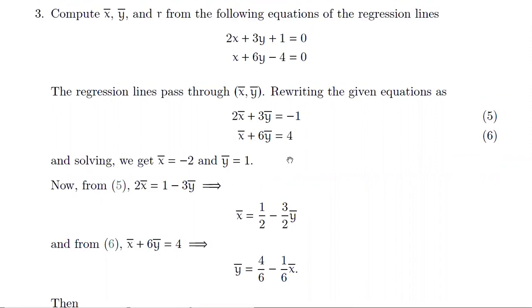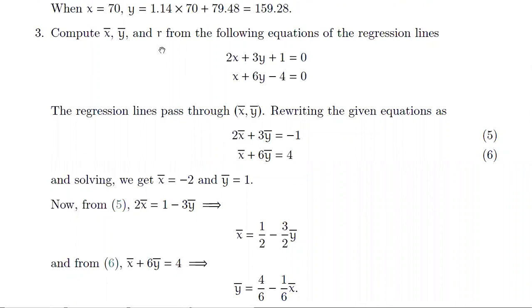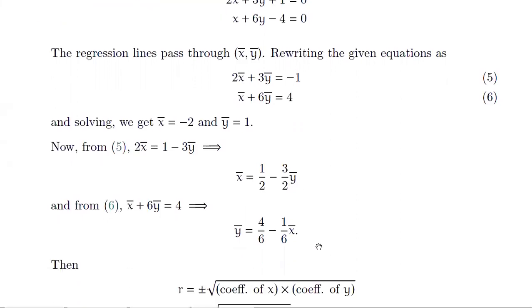Now, what is remaining to be calculated is the value of r. To find the value of r, the formula which we know is r is equal to square root of coefficient of x into coefficient of y. To get to that, we have to rewrite these equations. So let's take the first one. 2x bar plus 3y bar equal to minus 1. If you rewrite this equation, I can also write 2x bar equal to 1 minus 3y bar. So what will be x bar? X bar will be equal to 1 by 2 minus 3 by 2 into y bar.